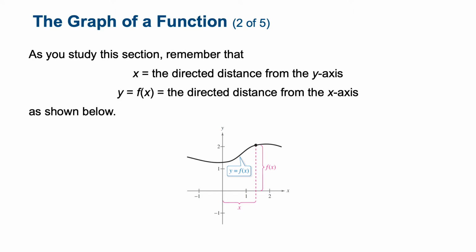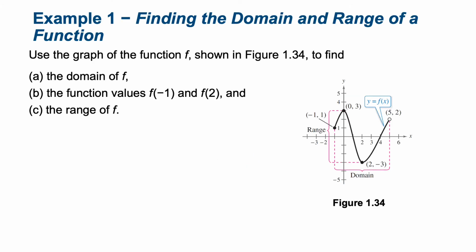So what do we remember? Remember that x is the distance from the y-axis. So at any point, remember that x is this distance, right? If I was to project it here, it would be this distance, right? And y equals f(x) is the distance from the x-axis. So the vertical distance is y, the horizontal distance away from the axis is x. Not too bad.